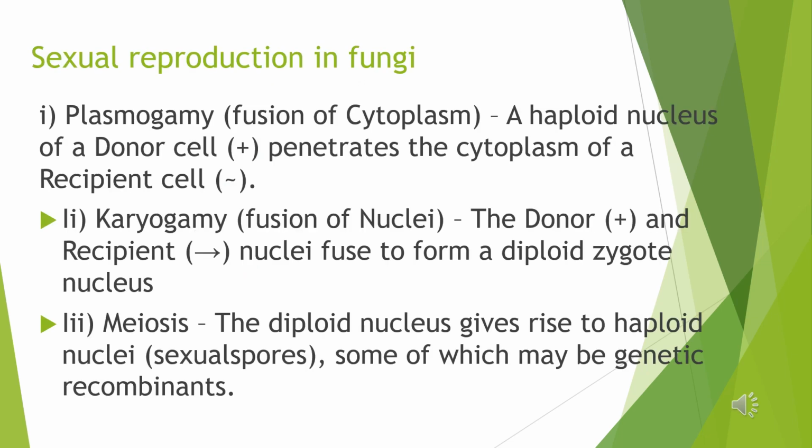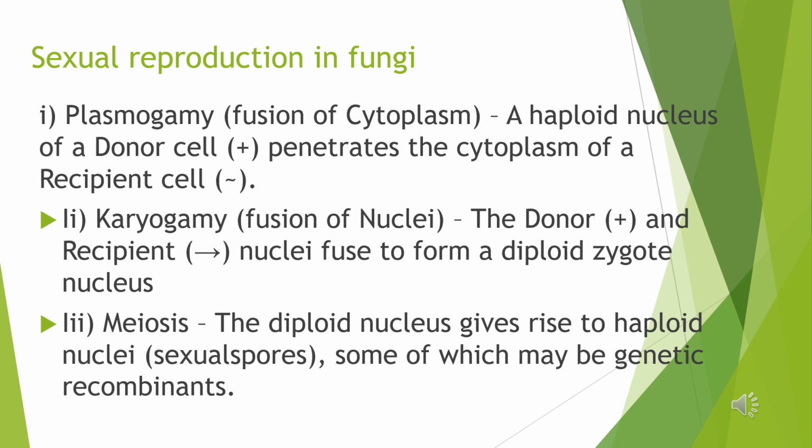So far, we have discussed how asexual reproduction in fungi occurs. Let's now see how sexual reproduction in fungi occurs. Plasmogamy: the cytoplasm of two cells is fused. The haploid nucleus of the donor cell penetrates the recipient cell cytoplasm. Next, karyogamy. In karyogamy, the fusion of nuclei occurs. The donor cell nucleus fuses with the recipient cell nucleus to form a diploid zygote.